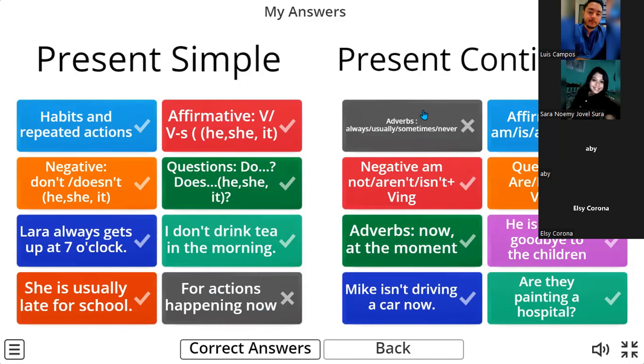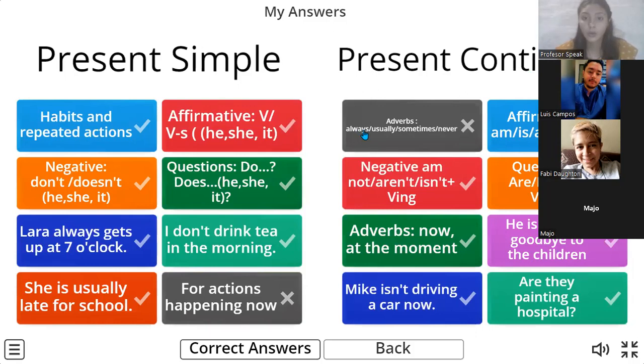Right? Yes. Okay, so do you understand? Yeah. Okay. We always use always, usually, sometimes, and never to talk about routines. For example, I never brush my teeth. Imagine that. That's a routine. And an action that is happening now is: you are studying English. Okay? That is happening now. Do you understand it? Yes, we do. Okay.